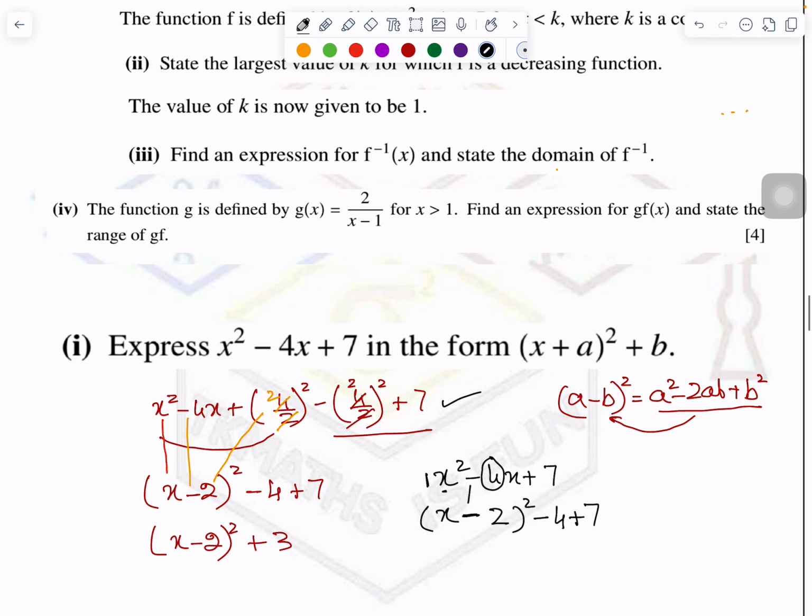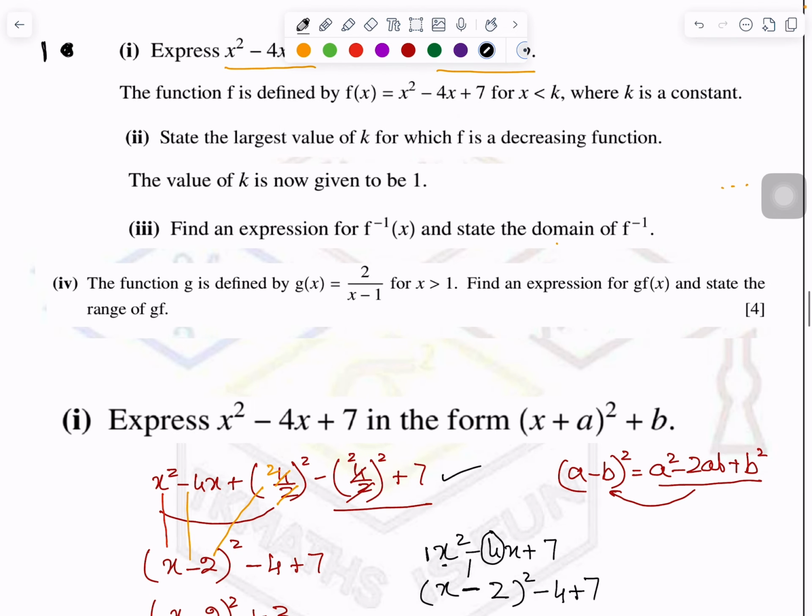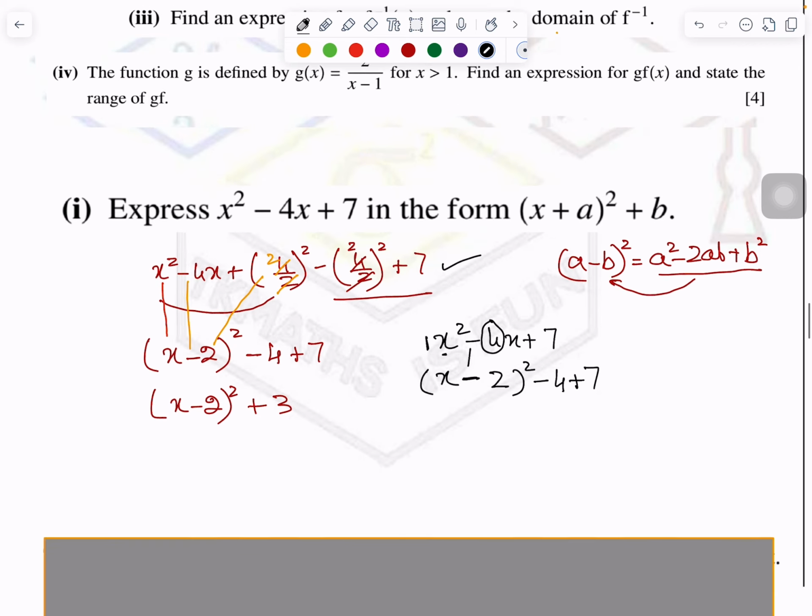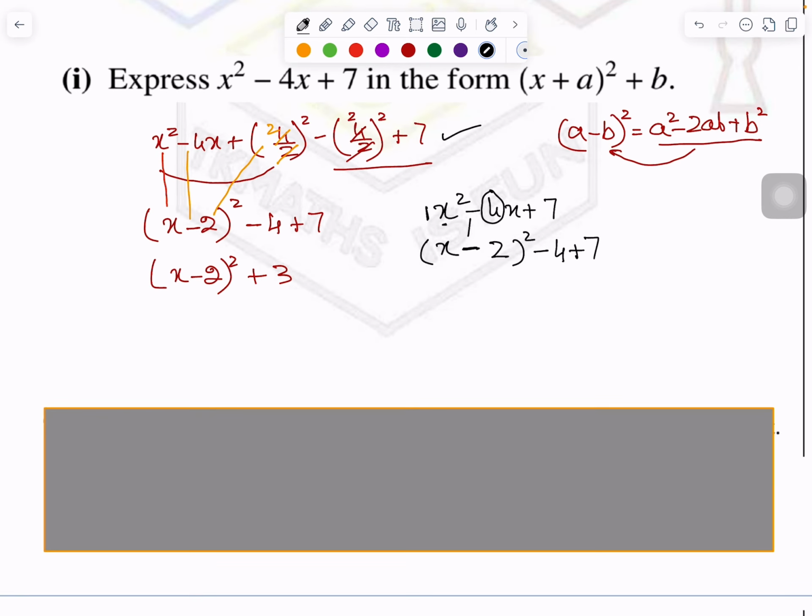Now the second part of the question is, for x less than k, where k is some value which we don't know, the function is decreasing, for that largest value of k. Now let's see, what does it mean? When the function is given to you in the completing square form, here it is, what do we get immediately from here? The turning point, right? (2, 3) is the turning point of the graph, and it is a quadratic curve. So the shape of the curve is like this, which is called a parabola. So (2, 3) is this point.